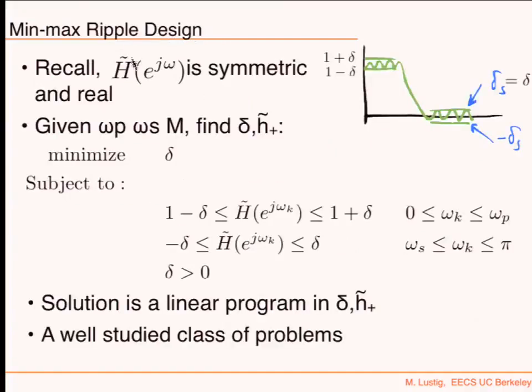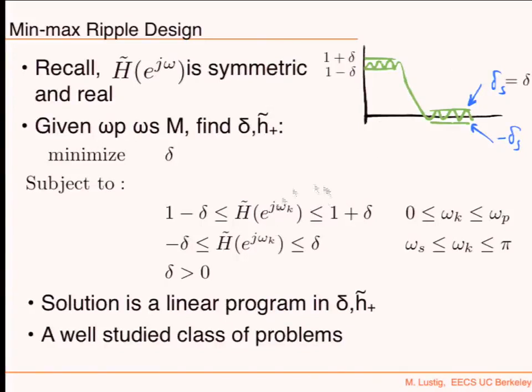Now recall that H tilde is symmetric. So really, we only need to do that on one side. We only need to put constraints on one side of the spectrum. Okay? So now comes 127 material. For those that haven't seen it, basically this is a formal way to write this optimization.